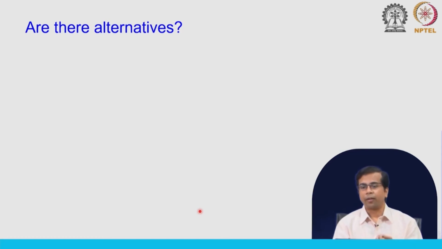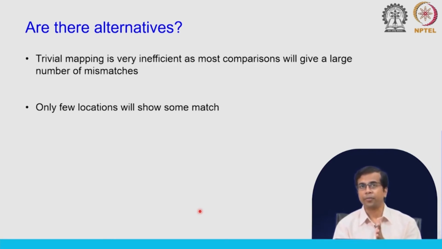So the question is, are there alternatives? Can we do better in certain ways? As we have seen, trivial mapping is very inefficient, because most of the comparisons will give you a large number of mismatches. These are unsuccessful attempts. We are making a lot of unsuccessful attempts and we have just one or two successful attempts. Only a few locations will show some match. So maybe in some way we can reduce this number of unsuccessful comparisons. That will reduce the time.